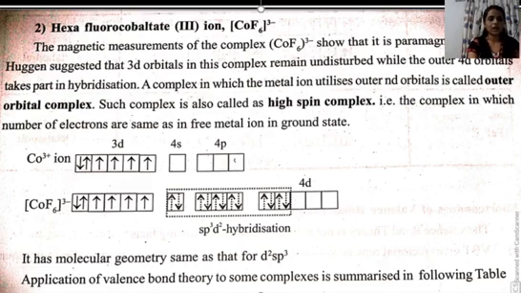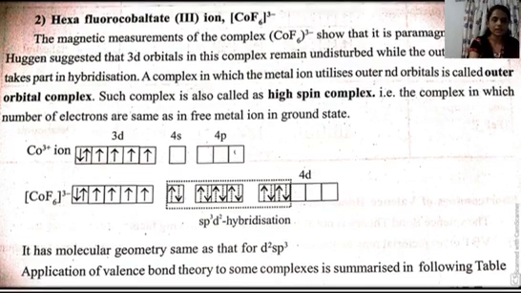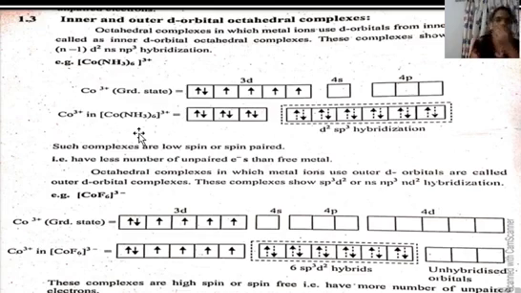We have already seen what an octahedron looks like. Inner and outer d orbital octahedral complexes. Octahedral complexes in which metal ions use d orbitals from the inner shell are called inner d orbital octahedral complexes. This complex shows d2sp3 or (n-1)d2 ns np3 hybridization. For example, here Co(NH3)6 3+. Co3+ in the ground state has 6 electrons in the 3d orbital. 4s and 4p orbitals are empty.